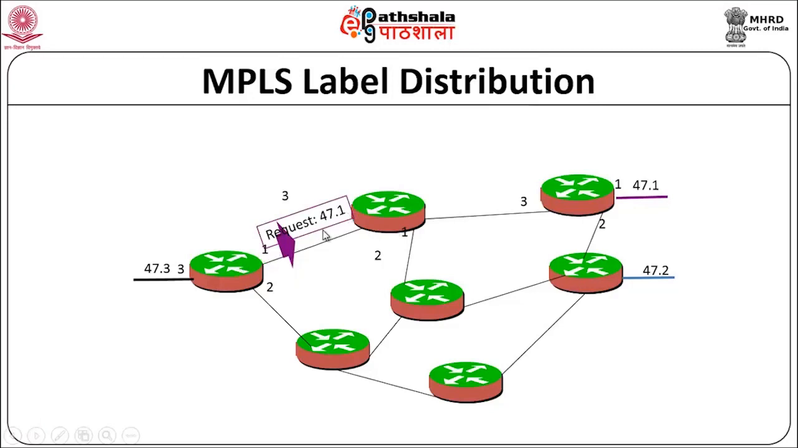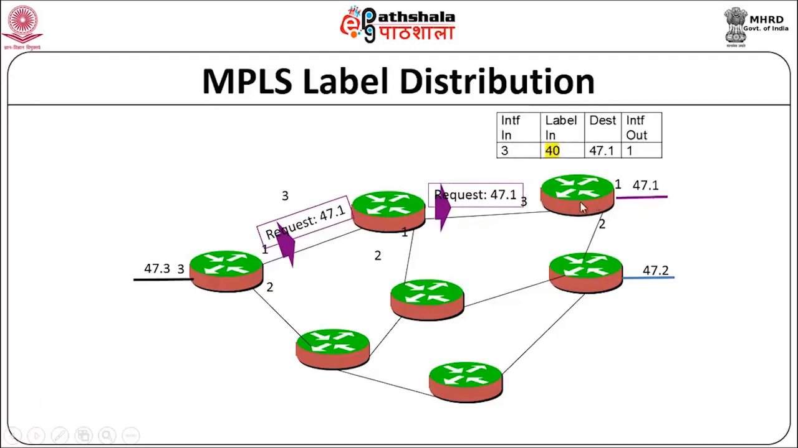So this is basically a request for labels for sending data to this particular node 47.1. Now what this router will do is forward this request towards the destination. So this router, the edge router which is connected to 47.1, receives this, and now it will make an entry in its table.